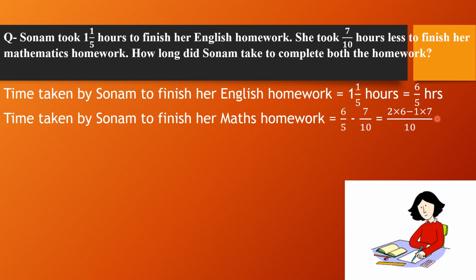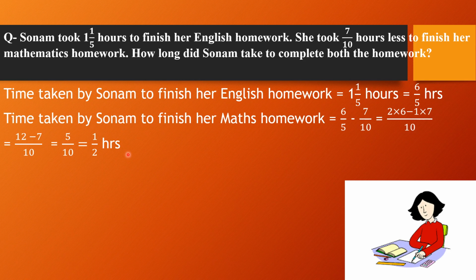Multiply this numerator 7. Now at first we will do multiplication. 2 6s are 12 and 1 7s are 7. So we will get 12 minus 7 by 10, and that is equals to 5 by 10. And we know that there is a common factor of this numerator 5 and denominator 10, which is 5. So we will divide by 5 in numerator and denominator both, and we will simplify it. 5 1s are 5, so we will get 1 as numerator, and 5 2s are 10, and we will get 2 as denominator. So 1 by 2 hours. She took 1 by 2 hours to finish math homework.